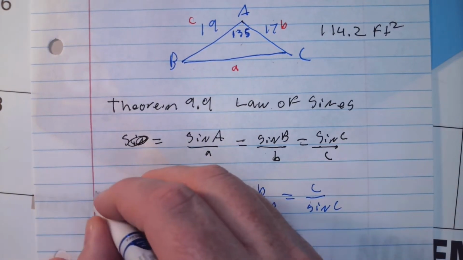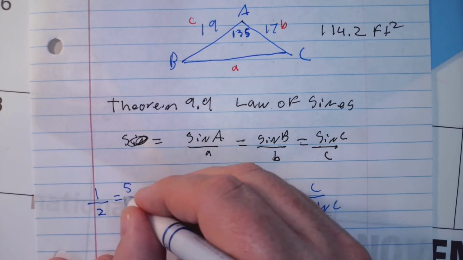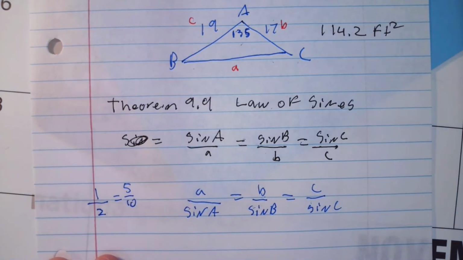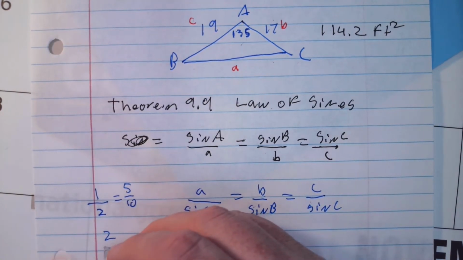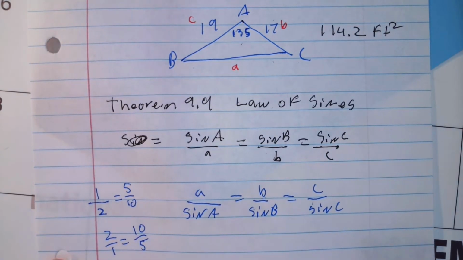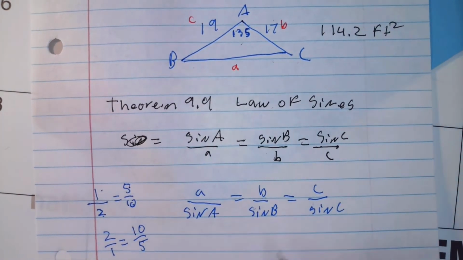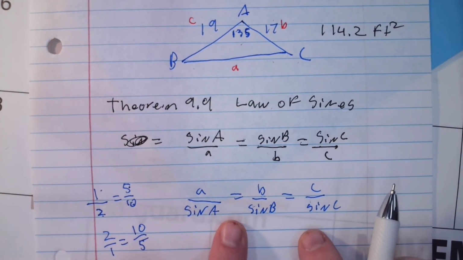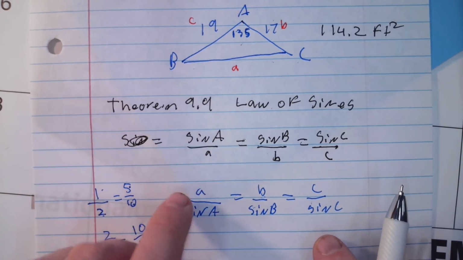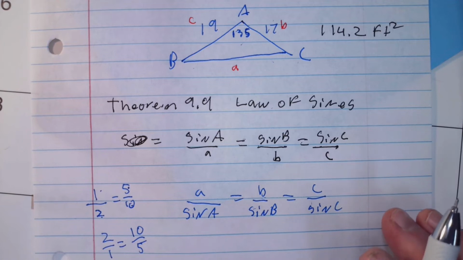Just like 1/2 equals 5/10. Is that true? Yes? Can't I flip this and go 2 over 1 equals 10 over 5? You're allowed to flip it, right? Basically, I just switch these two places and I switch these two places. So what you do doesn't matter, but you can pick one just to make your work easier on yourself.